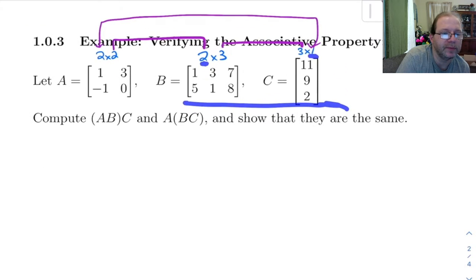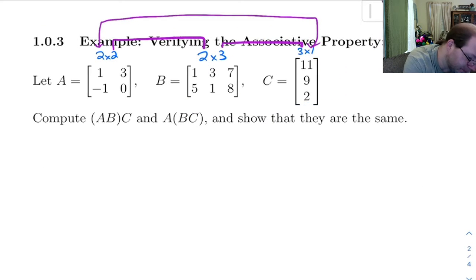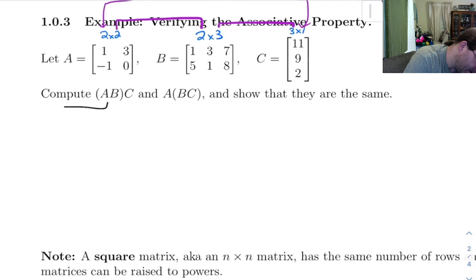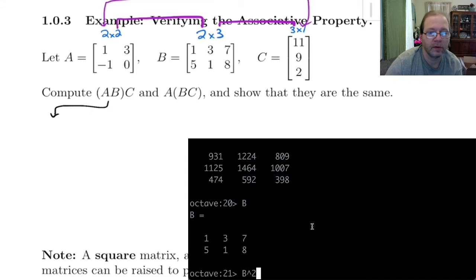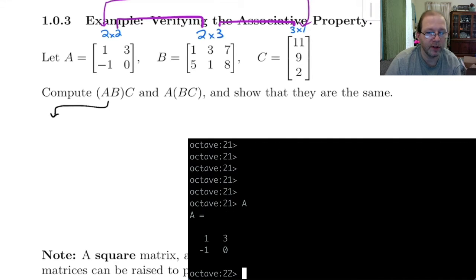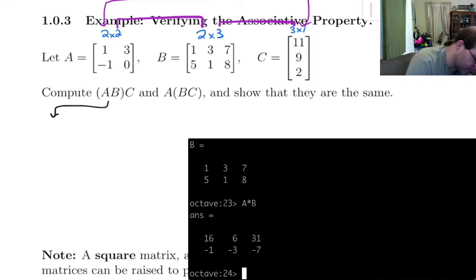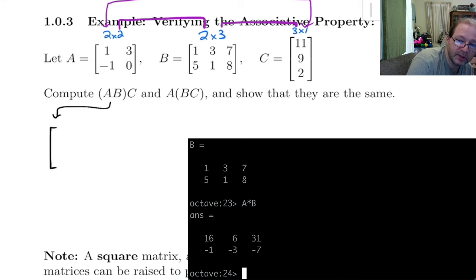So let's multiply these out, AB then C and A then BC. This is just a demonstration to show that if we do the multiplication in either order, it'll work. So AB. Let's use Octave to do this. I've already got A and B in there. A is this, B is this. So if I do A times B, it gives me this matrix: 16, 6, 31, minus 1, minus 3, minus 7.